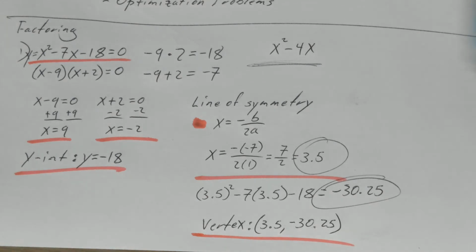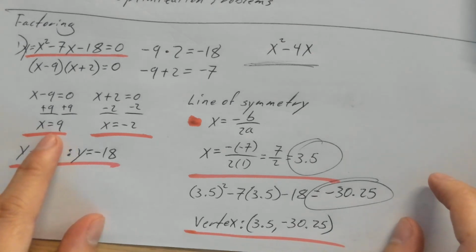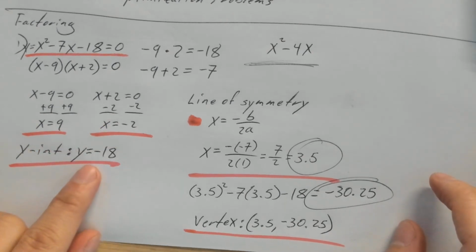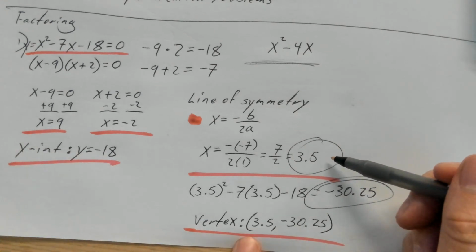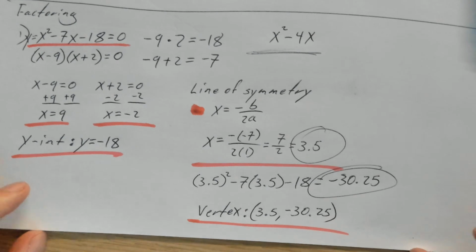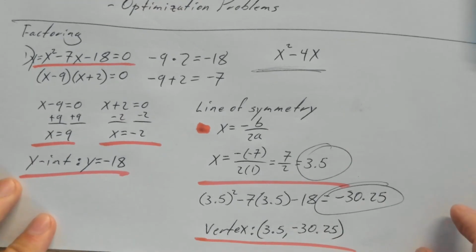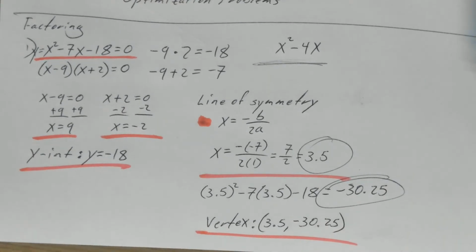Now, listen guys, if you were asked to graph something like this, it's just a matter of taking all of this and putting it together in a graph. You know where your x-intercepts are, you know where your y-intercept is, you know where the line of symmetry is, you know where the vertex is, you know everything.